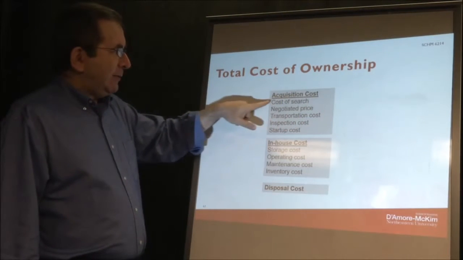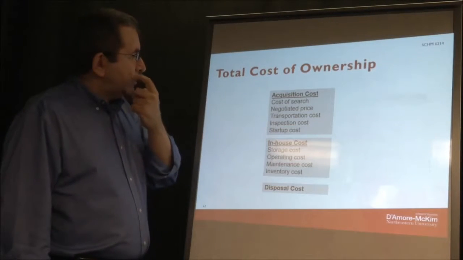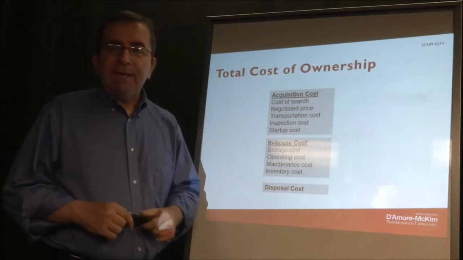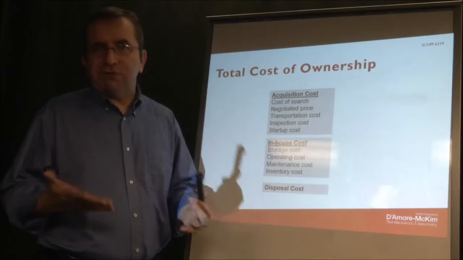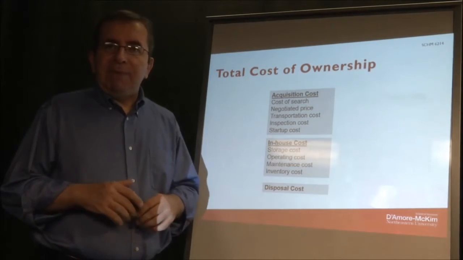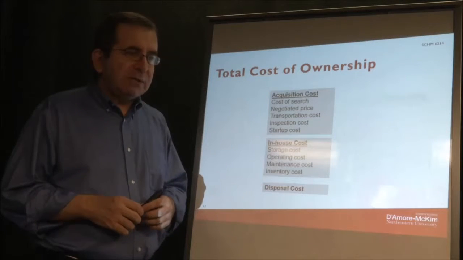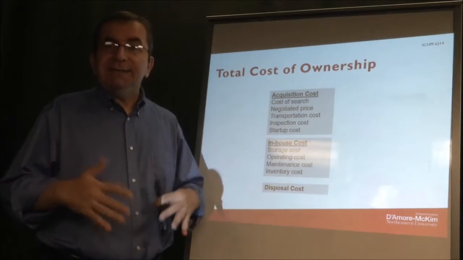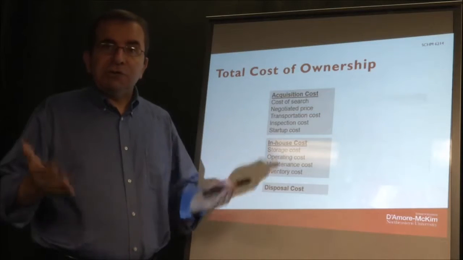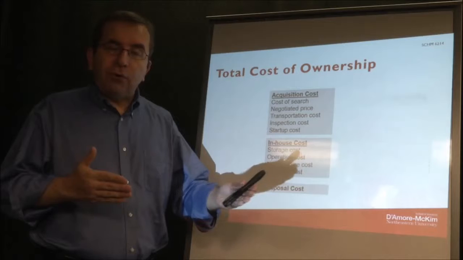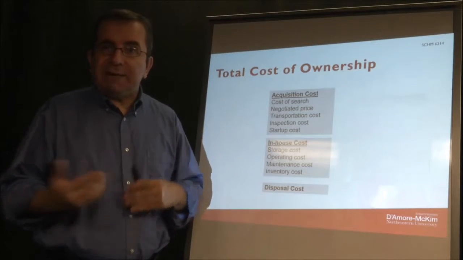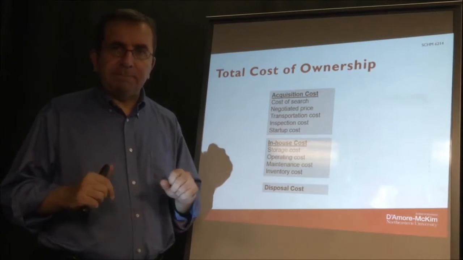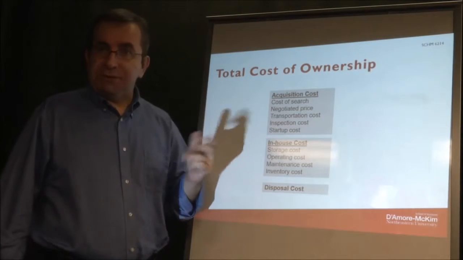So this is called acquisition cost, and first of all, it has the cost of search. Okay, now in our daily life, there is not much of a cost of search, but if you're really making a huge purchase, for example, if you're buying a production facility, okay, it's a multi-million dollar decision, you need to spend a lot of time and effort to look for potential production plants that may be of interest to you. So the cost of search is definitely there. And then the negotiated price, this is what you pay.